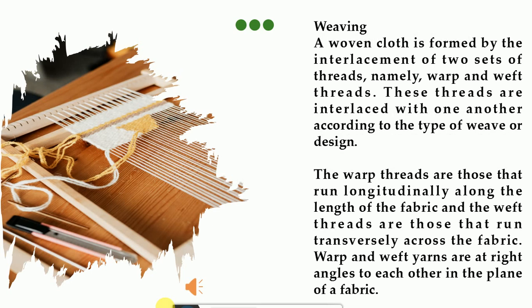Weaving. A woven cloth is formed by the interlacement of two sets of threads, namely, warp and weft threads. These threads are interlaced with one another according to the type of weave or design. The warp threads are those that run longitudinally along the length of the fabric, and the weft threads are those that run transversely across the fabric. Warp and weft yarns are at right angles to each other in the plane of a fabric.